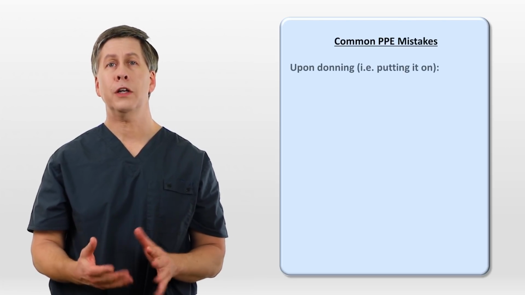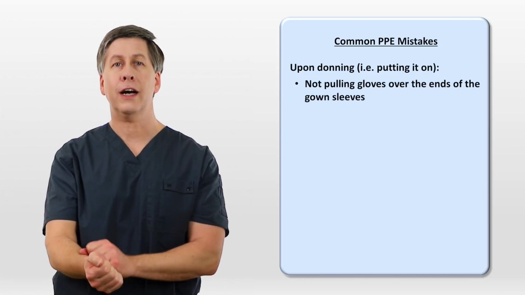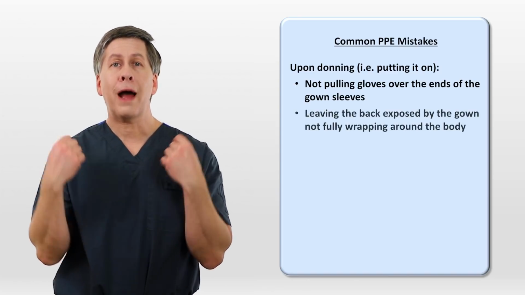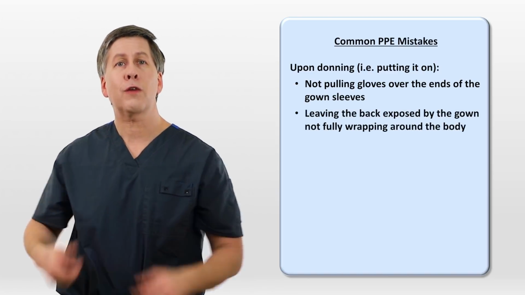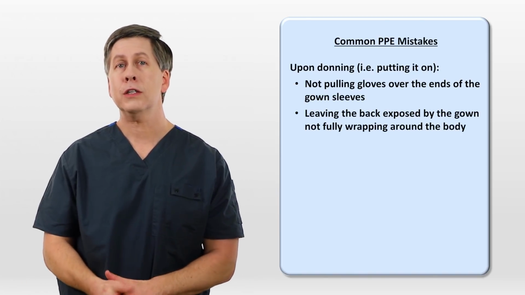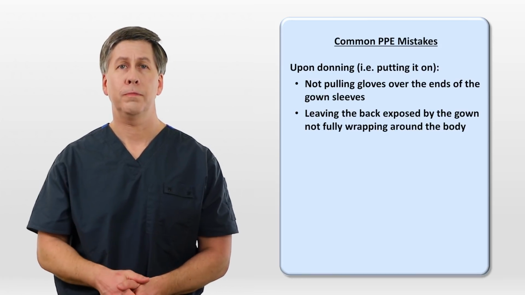Common mistakes upon donning the PPE include not pulling the gloves over the ends of the gown sleeves, thus leaving your wrists exposed, and leaving your back exposed by the gown not fully wrapping around your body. This is why it's a good idea to have a PPE buddy present to double check that you've protected yourself appropriately before entering the room.